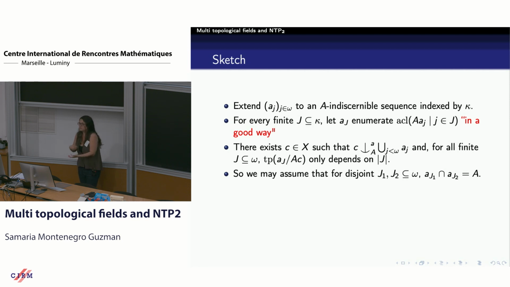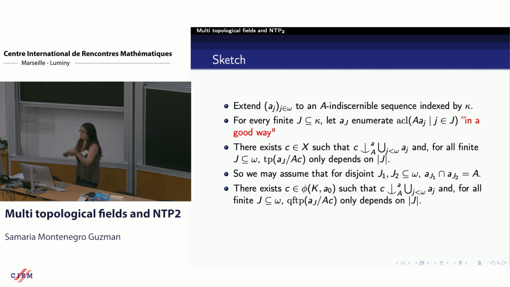So this is some technical. We can suppose that if you have two disjoint sets, the intersection of the two enumerations is only A, because we want to use the amalgamation theorem. So this is why we need to suppose that. Okay, and now this is in fact just compactness, if you want. So now you can find another C, you use the first C to find this one, so it's a different C, such that C will be algebraically independent of all the A_G. Also, the quantifier free type only depends on the size of G, but the most important thing is that this C satisfies the formula, okay?